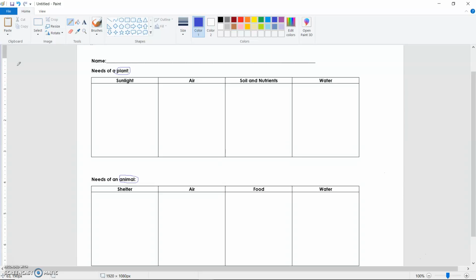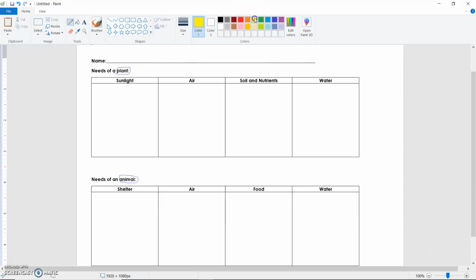5 have plants and 5 have animals. What I want you to do with your partner is decide how the plant or the animal that you pick are going to get what they need. I'm going to show you an example of each.